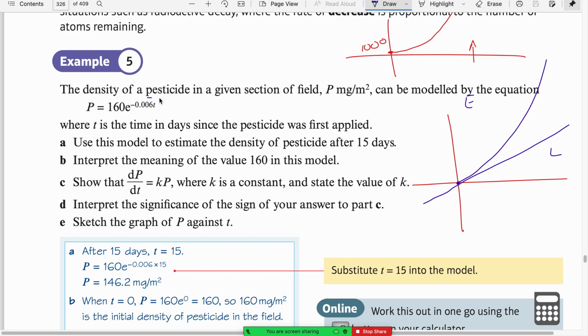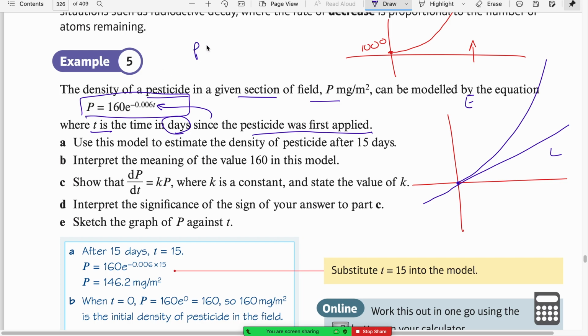The density of the pesticide in a given section of field can be modeled by the given equation, where T is the time in days since the pesticide was first applied. So we can predict by using this mathematical expression when the value of T changes: first day, second day, third day, fourth day, fifth day, and we can see what the density of pesticide is in that area. So when the value of T is increasing, the density is basically decreasing.